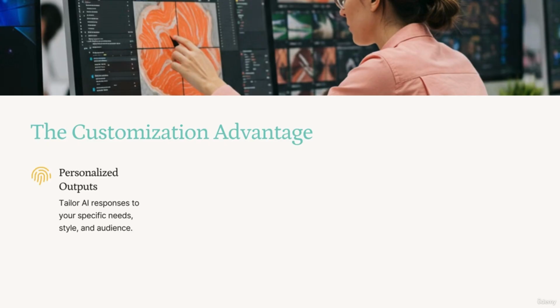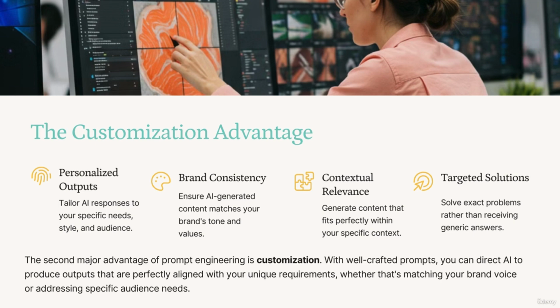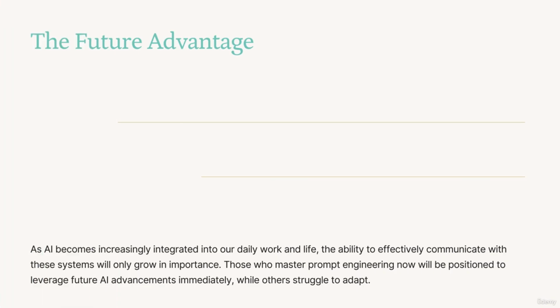With prompt engineering, you can tailor AI outputs to your specific needs. For example, if you're creating marketing content for Food Fusion restaurant, you can ask the AI to write social media posts that match your brand's tone and style, or you can ask it to act as a food critic and evaluate your menu for appeal. The possibilities are endless.